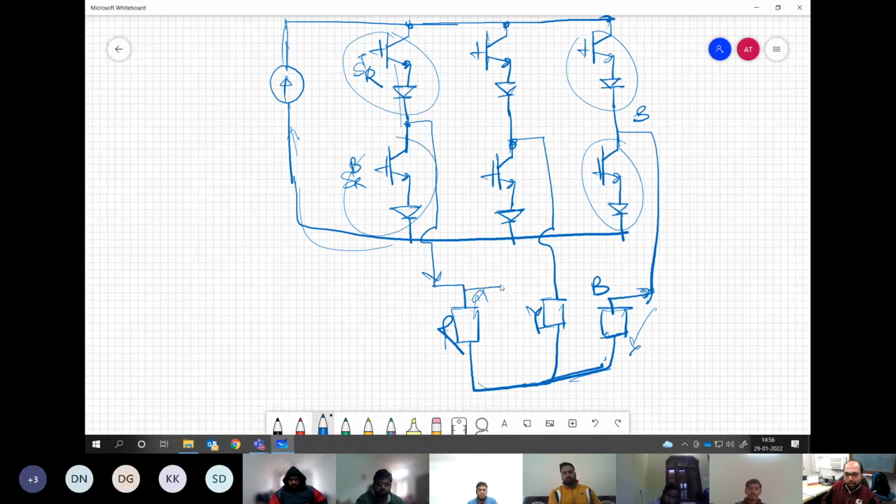Okay, and for absorbing some of the switching noises, we can connect a capacitor across these load terminals. Sorry, not here.